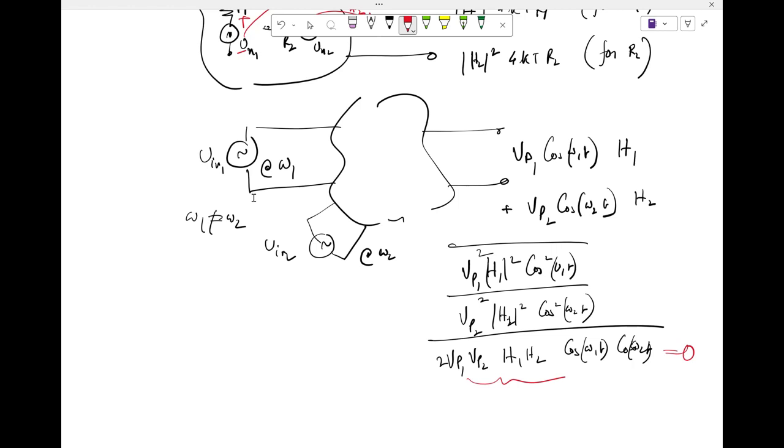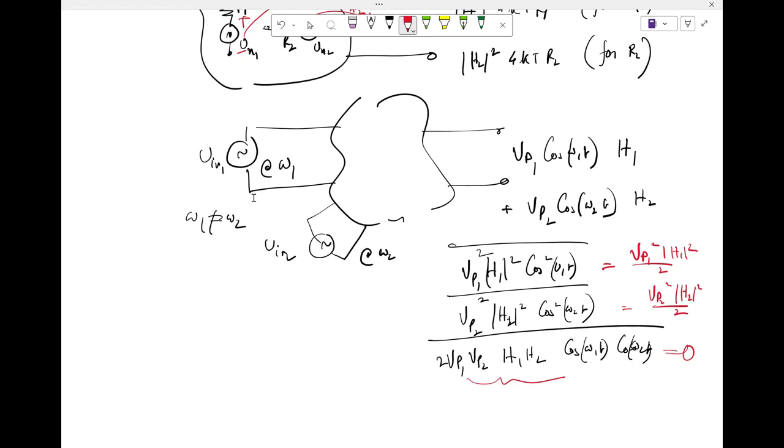You get twice omega 1 or twice omega 2 terms, which go to 0, but you get another DC term, that is Vp1 squared mod H1 squared by 2 and Vp2 squared mod H2 squared by 2. They contribute to the power. They are the power terms, right? Everything else goes to 0 when you take the average. So the key thing to note here is that when you are considering power for different frequencies, it's like superposition of the power terms for each individual case.